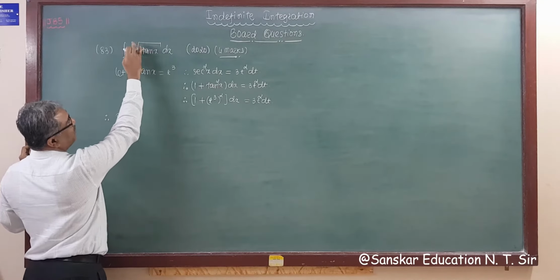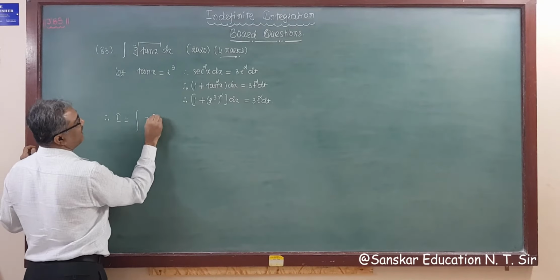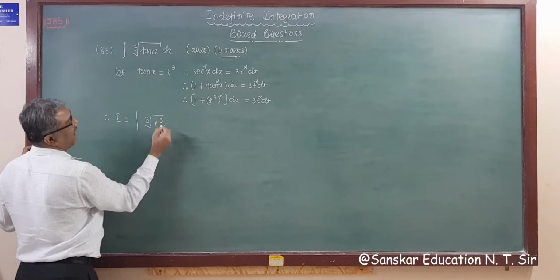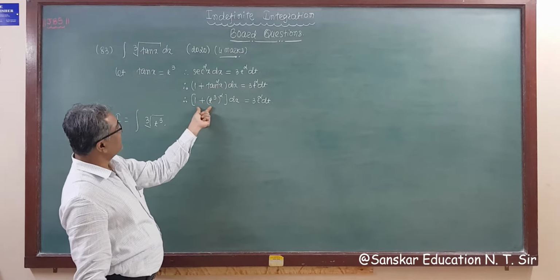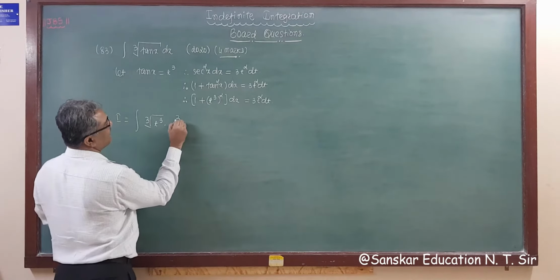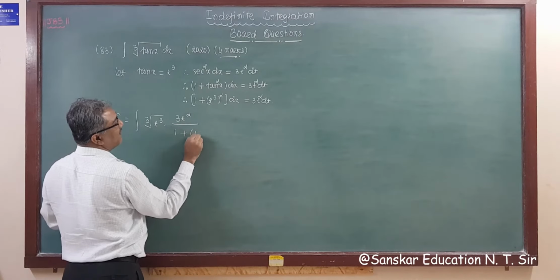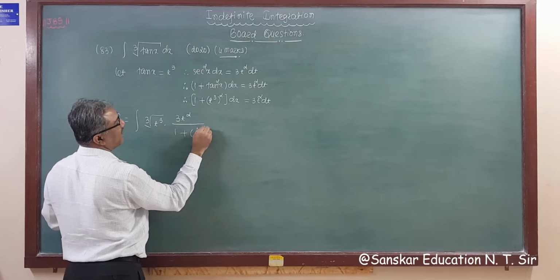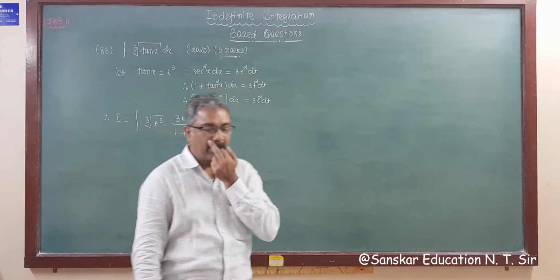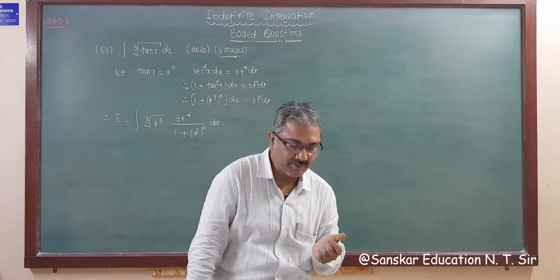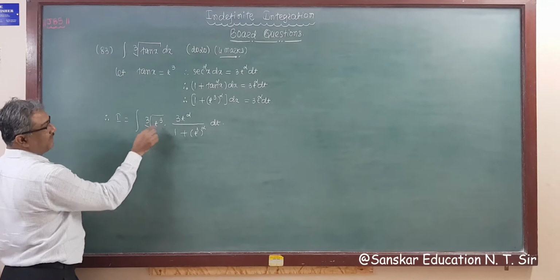देखो, सो therefore I is equal to integration. Now this is cube root of 10x, that is cube root of t cube, and dx is 3t square upon this, right? So dx is 3t square upon 1 plus t cube square and dt. Any problem? Anybody? Okay. Now see, this is t, right?